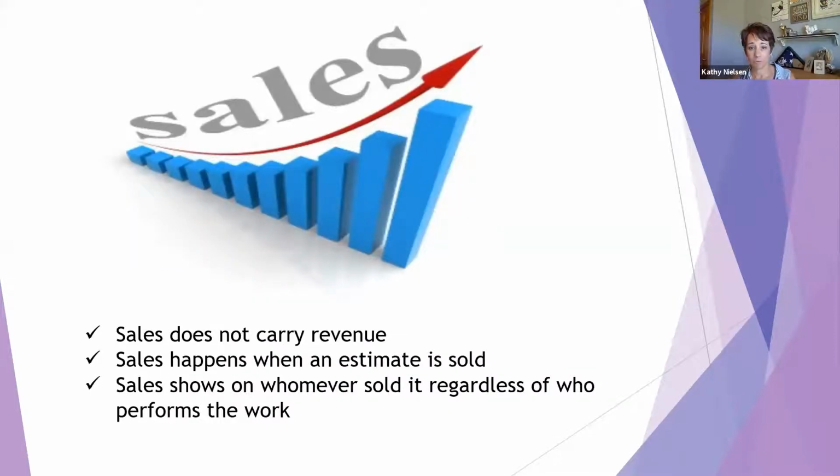Sales will not carry revenue. So if you have a sales class in QuickBooks, it shouldn't have revenue. On your dashboard, that is sales. It happens when an estimate is sold and converted. So if you aren't using estimates, which I find a lot of companies aren't, you're not able to track sales correctly. Your sales number in any given time frame you run should match that sales section.